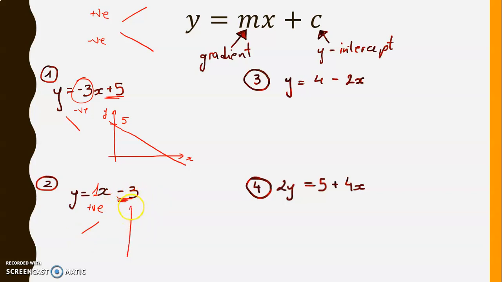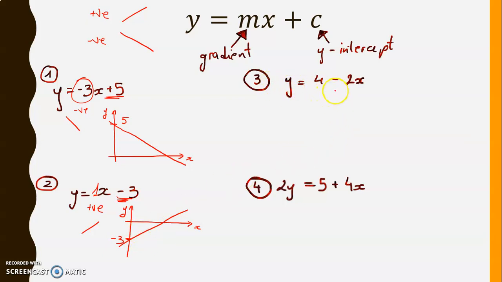So I'm going to draw the axis this way, x and y. It crosses at -3 and it goes upwards from there. So this is the line.